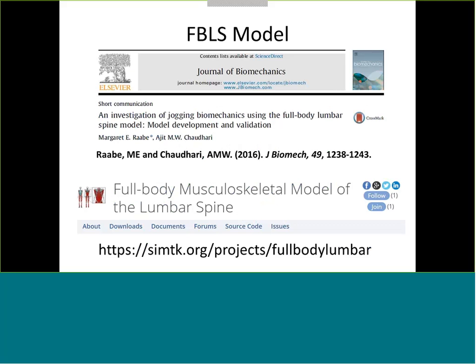So if you want to know more details about our model and how we developed it, as well as more validation results, you can find it in our recently published paper in the journal Biomechanics, as well as on the model's project page on the SimTK website, where you can actually download the model as well as some data that we've provided and experiment with the model yourself.